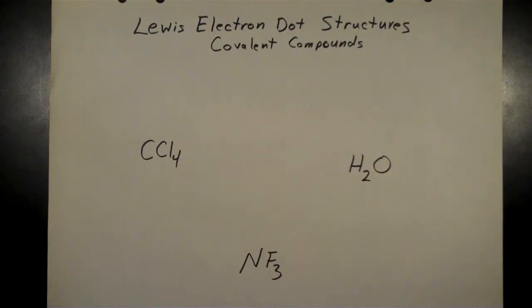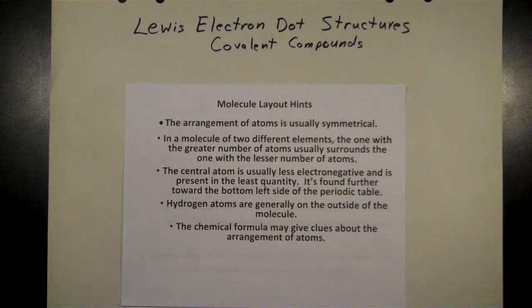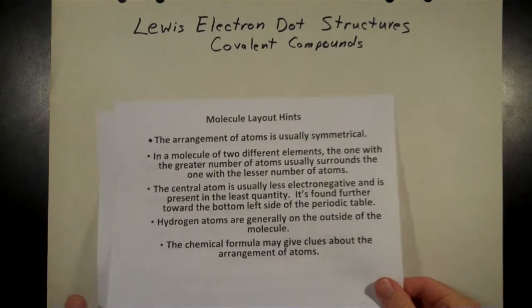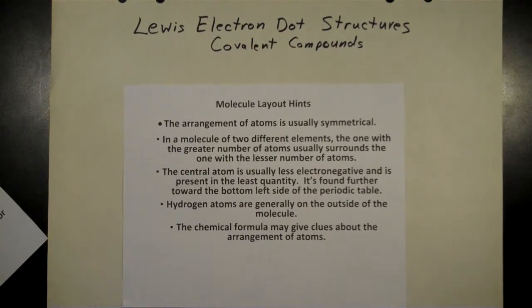Alright, in this video we'll continue with Lewis electron dot structures and just talk about how we lay out the molecules, and we'll take a look at these three simple molecules here. So a couple of things to remember with this. Let's just put one of these under there. Some hints about just laying out the molecule.